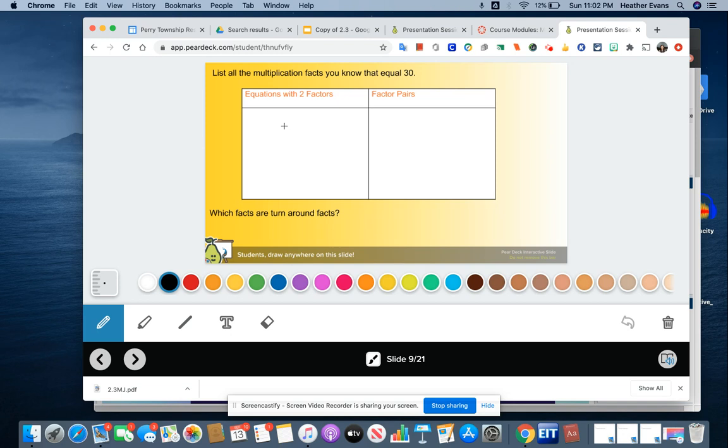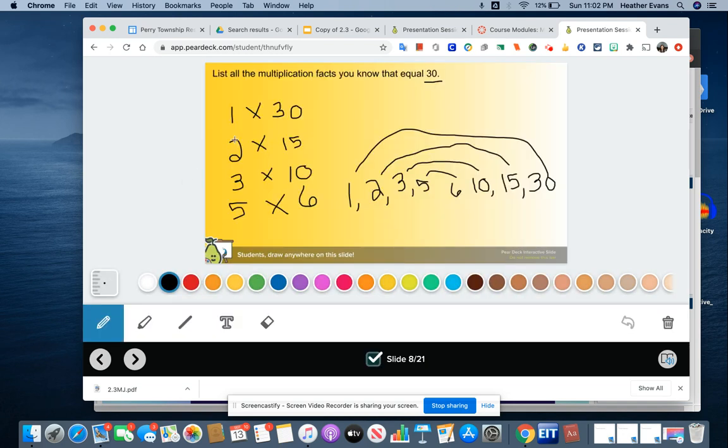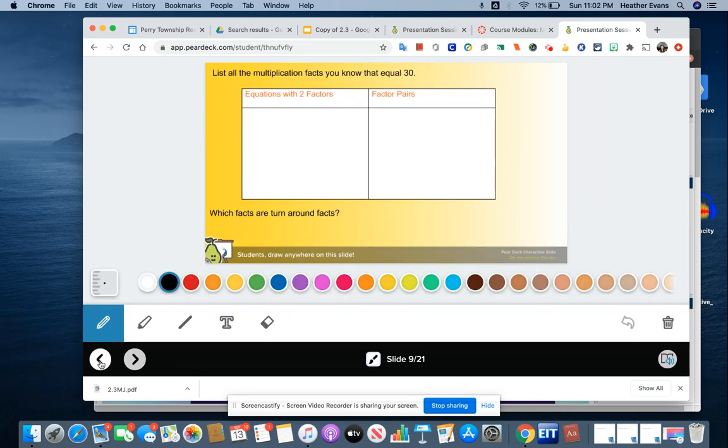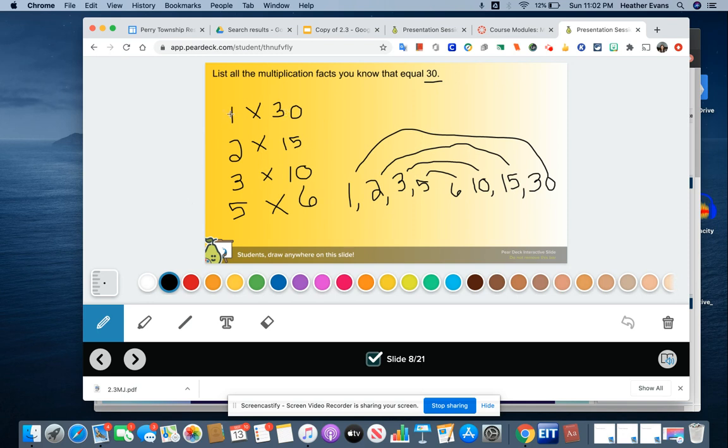So it said equations with 2 factors, and I listed those over here. These are the equations right here with 2 factors. This is a factor. This is a factor. This is 1 factor. That's 2 factors. So all of those would be the factor pairs. A pair is 2 numbers that equal 30. And then, so I could tell you that 1 and 30 are a factor pair, 2 and 15 are a factor pair, 3 and 10 are a factor pair, and 5 and 6 are a factor pair.